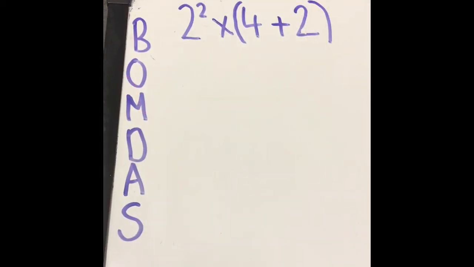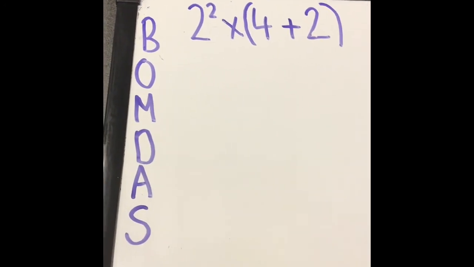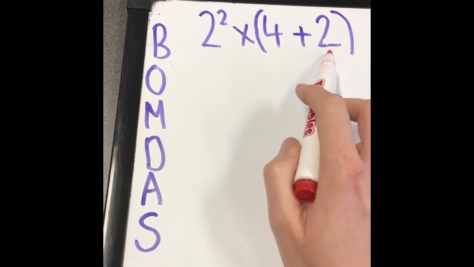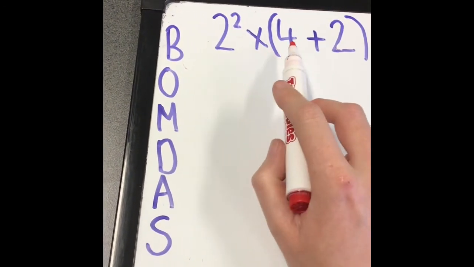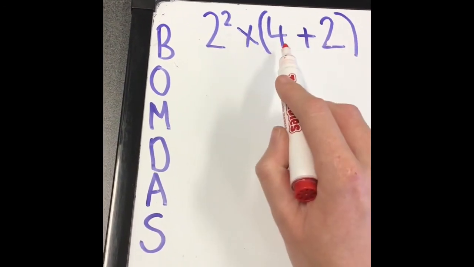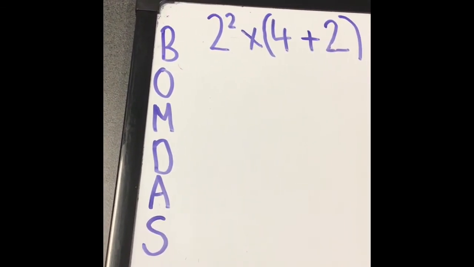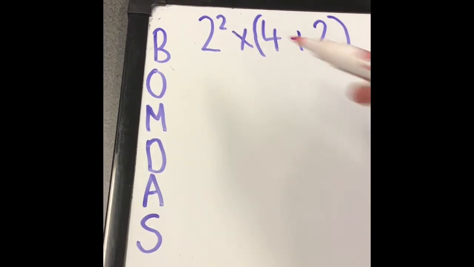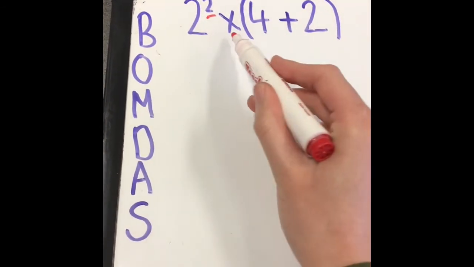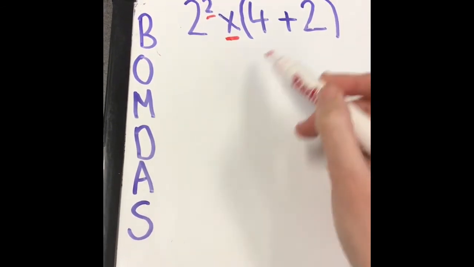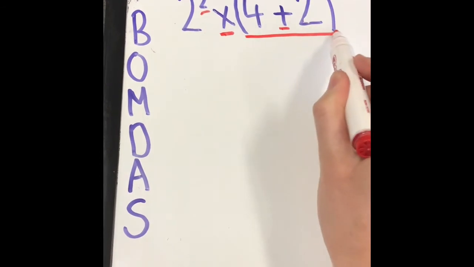Alright, let's have a go putting all our knowledge together to solve this problem here. So the first thing I do is read my problem. I have 2 to the power of 2 times 4 plus 2. And if you notice, the 4 plus 2 is in brackets. So let's firstly identify all the operations that we need to solve. We have an indice that we need to solve. We have a multiplication sign, an addition sign, and brackets.